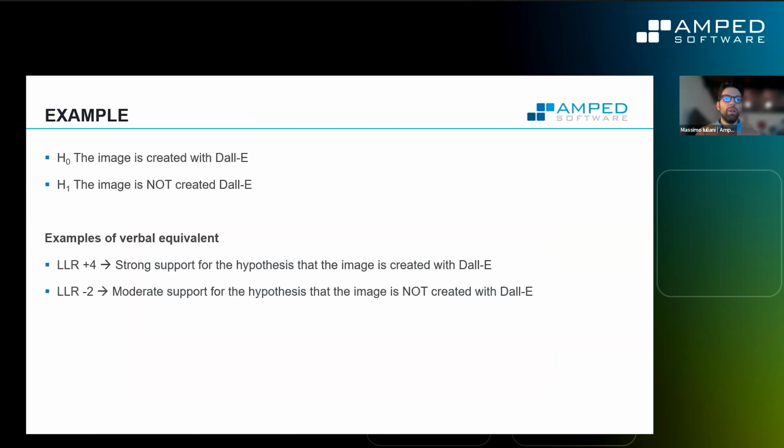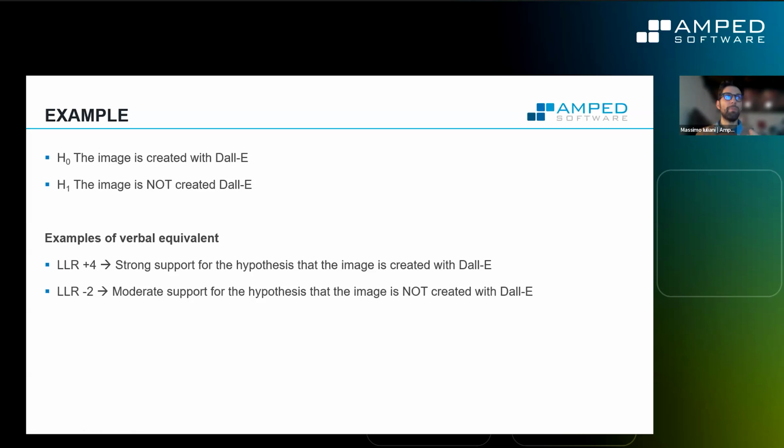Okay. So for instance, one very simple example is that if we have two competing hypotheses, like the image is created with DALL-E or the image is not created with DALL-E, and you achieve a likelihood ratio that is very, very high, like +4, we can say that we provide a strong support for the hypothesis that the image is created with DALL-E. If we achieve a likelihood ratio on the opposite side, we can provide a moderate support toward the other hypothesis, okay? So this is just one way to express results, okay? But it's not what we want to focus on right now, rather than on the reasoning, okay?